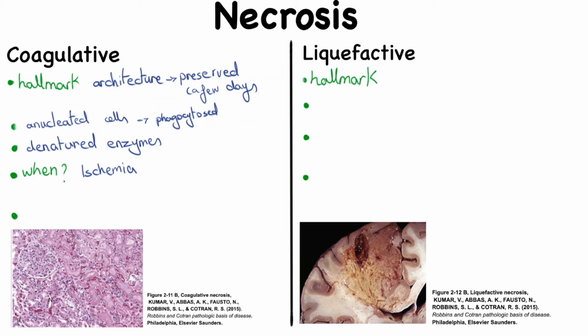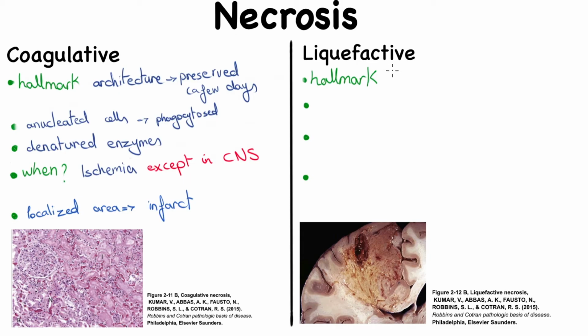This is true everywhere except for the brain. So the only place in which ischemia doesn't result in coagulative necrosis is the central nervous system. This is just an exception to know. A definition to know is that a localized area of coagulative necrosis would be referred to as an infarct.